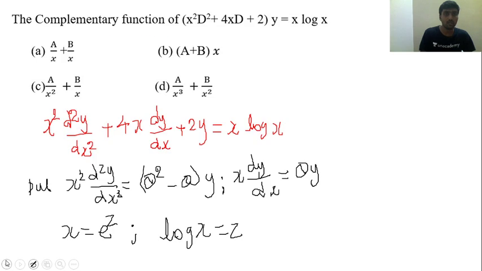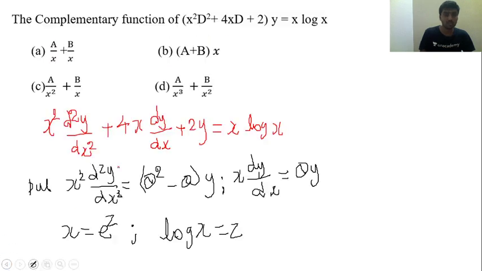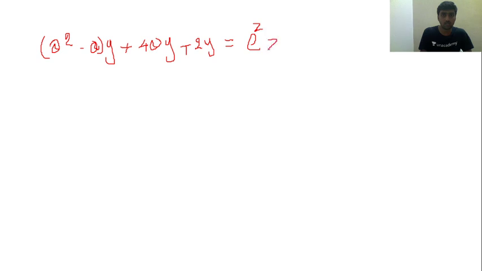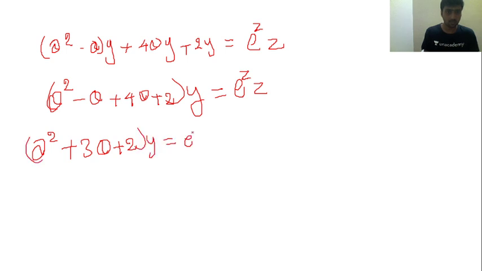Now as per the substitution, what we are getting here: theta square minus theta into y plus 4 theta y plus 2y is equal to, instead of x we are substituting e power z, then log x is equal to z, so e power z into z. Now theta square minus theta plus 4 theta plus 2 into y is equal to e power z into z. Now theta square plus 3 theta plus 2 into y is equal to e power z into z.